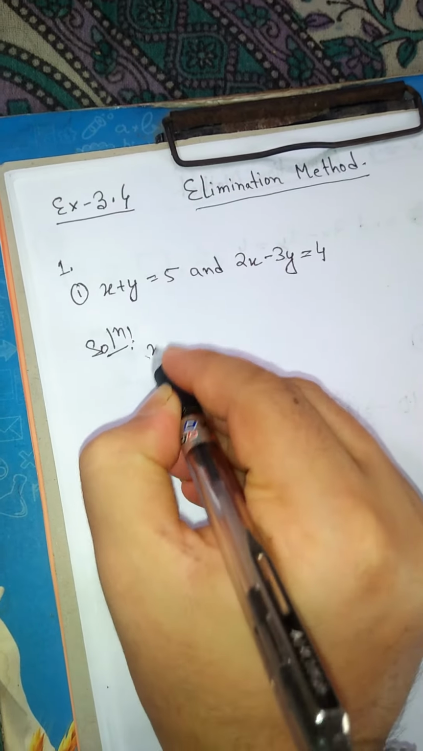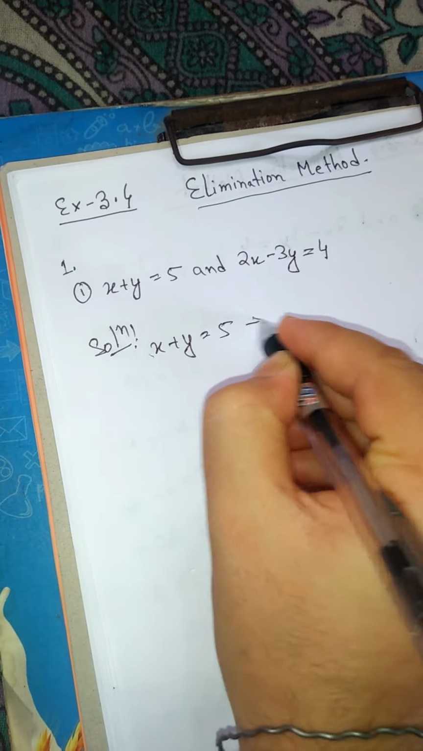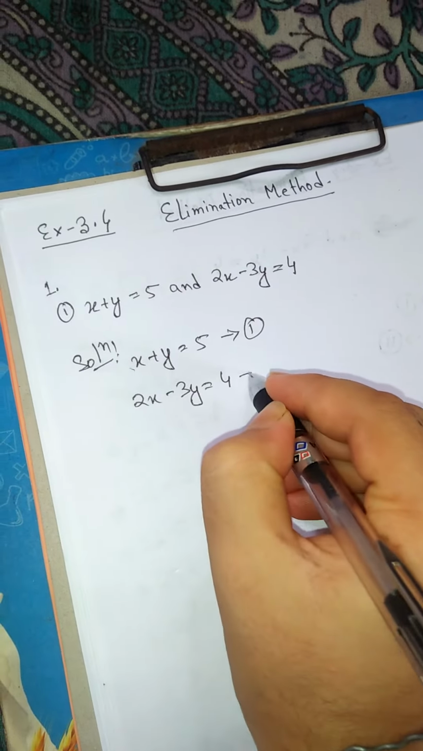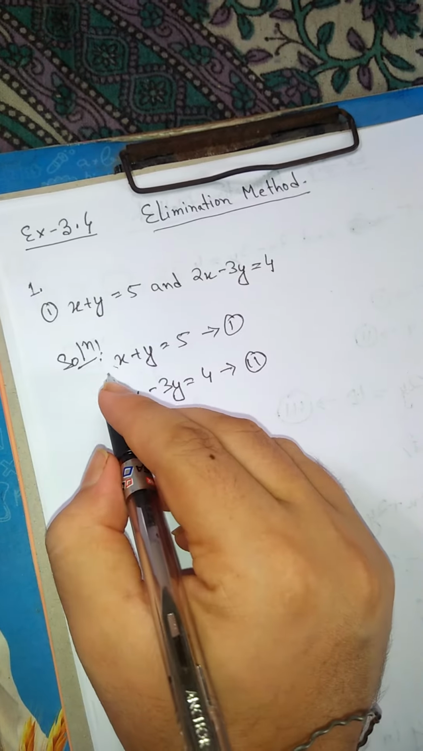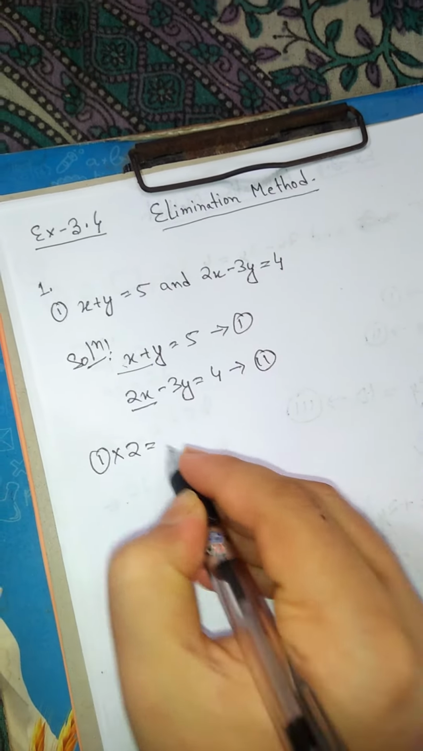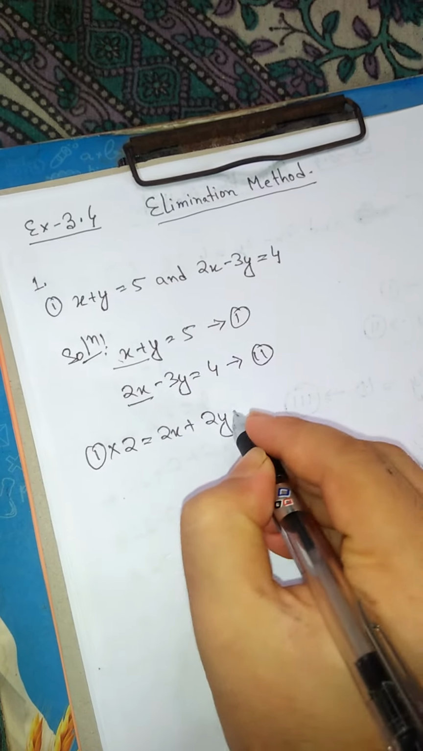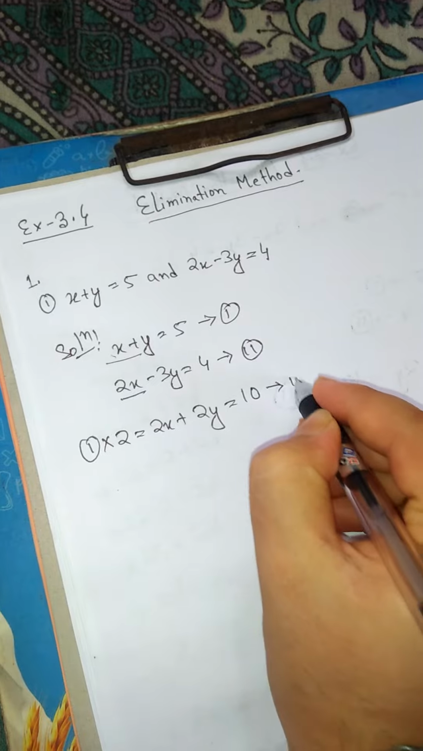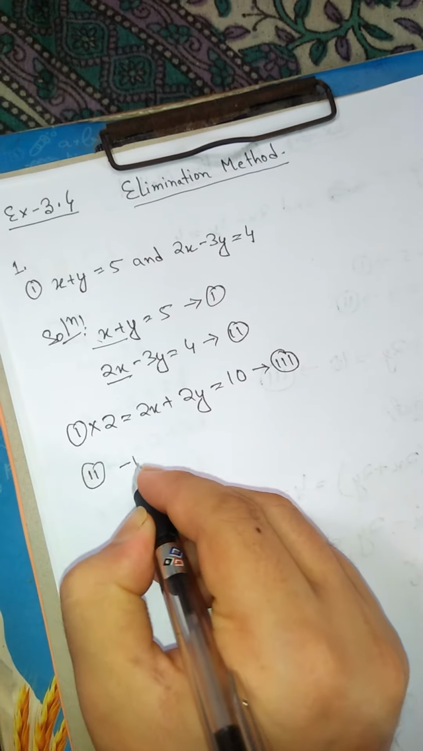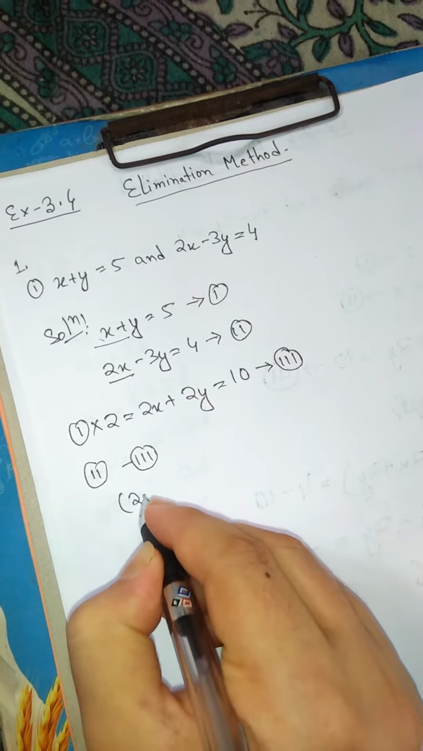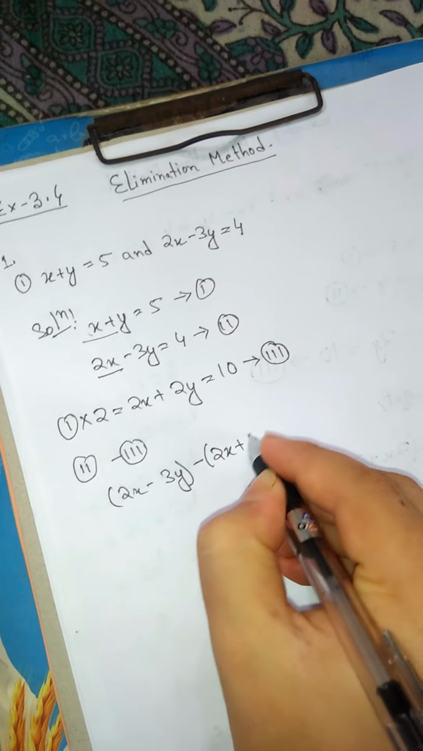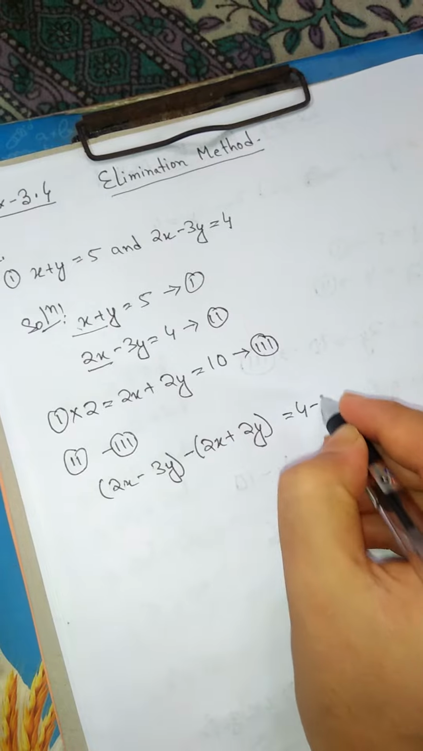Solution: x plus y equal to 5, equation number 1. 2x minus 3y equal to 4, equation number 2. Now we have to make the x coefficient equal, so multiply equation 1 by 2, then it will be 2x plus 2y equal to 10, equation number 3. Now equation 2 minus equation 3, then it will be 2x minus 3y minus 2x plus 2y equal to 4 minus 10.